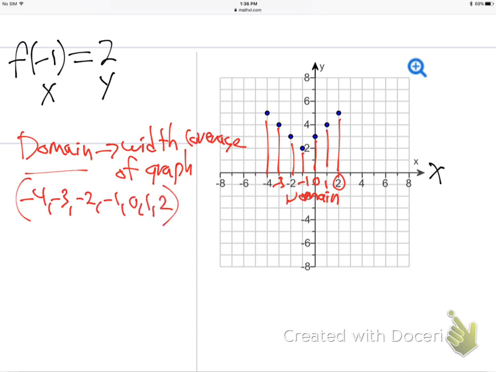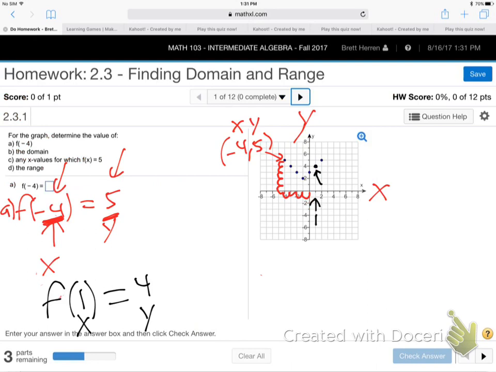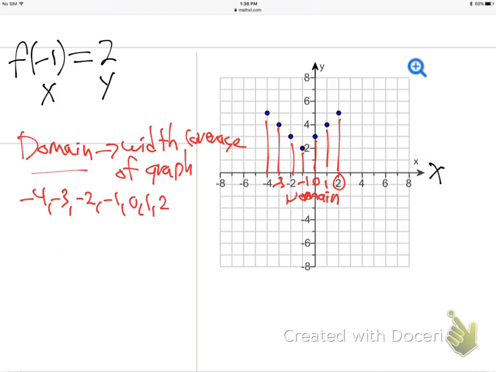I think they want curly brackets. Let me go back. How do they phrase the question? They're going to give you curly brackets. So there it is. That's exactly how they want the answer. So you just list the locations where you have dots. Just the x values. Nothing to do with the y's. Notice I did not even think about how high those dots are. I just thought about where they are sideways. Their x positions, from negative 4 to positive 2. Those are the domains.